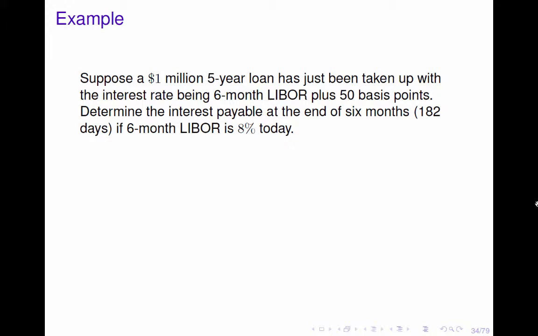Here's an example on calculating LIBOR interest. Suppose a $1 million 5-year loan has just been taken up with the interest rate being 6 months LIBOR plus 50 basis points. Determine the interest payable at the end of 6 months, equivalently 182 days, if the 6 months LIBOR is 8% today.